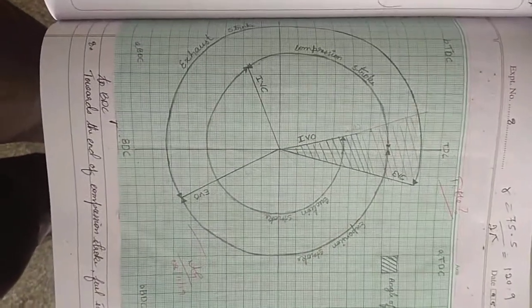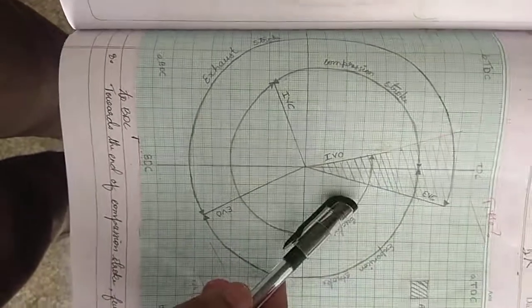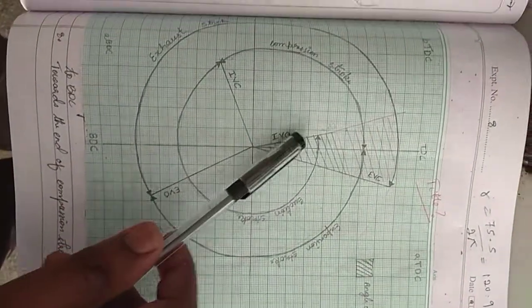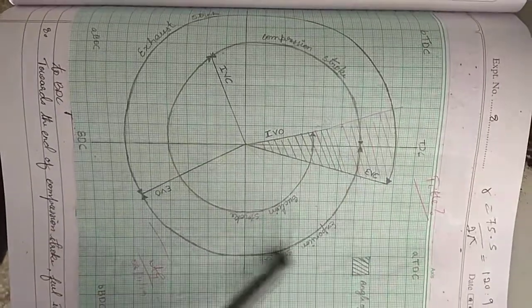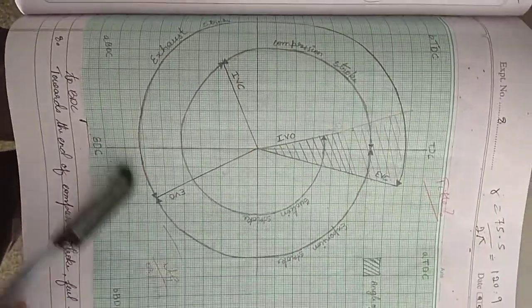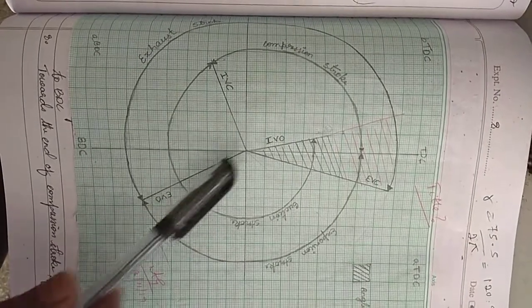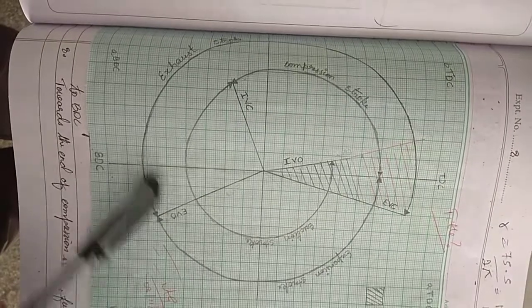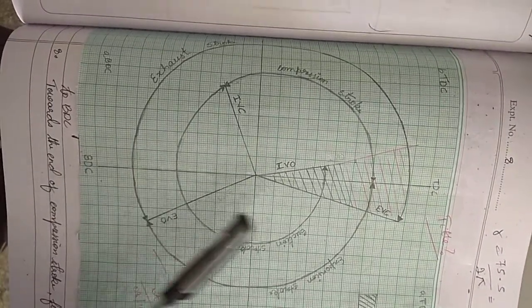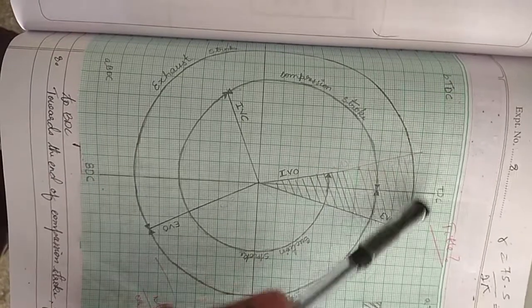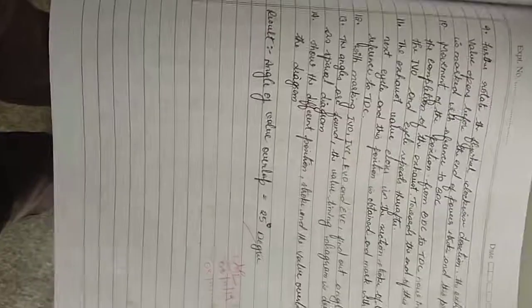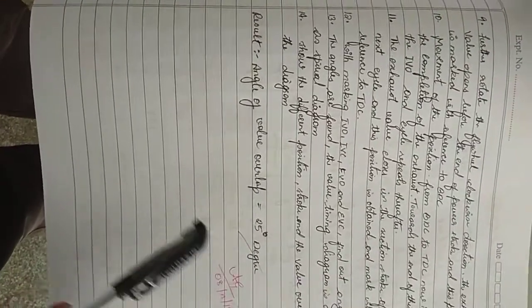Draw this graph with respect to BDC and TDC. This radius can be of any value. There is no specific radius. You only need to concentrate on the angles. This shaded part is the angle of overlap. Note down the angle of overlap as the value.